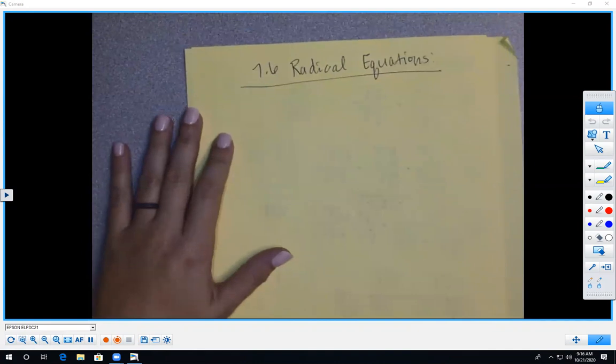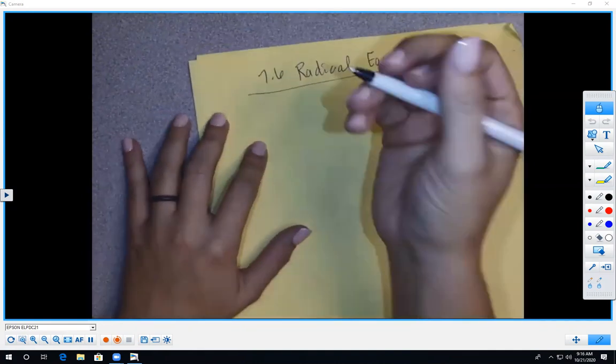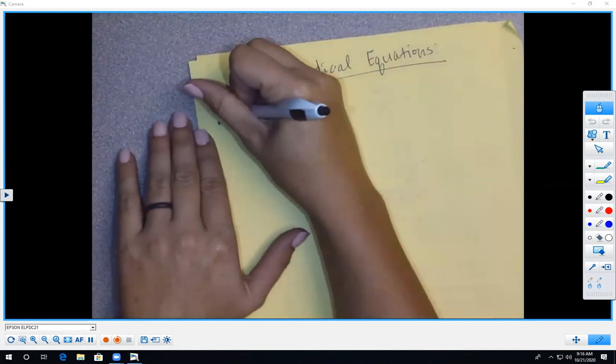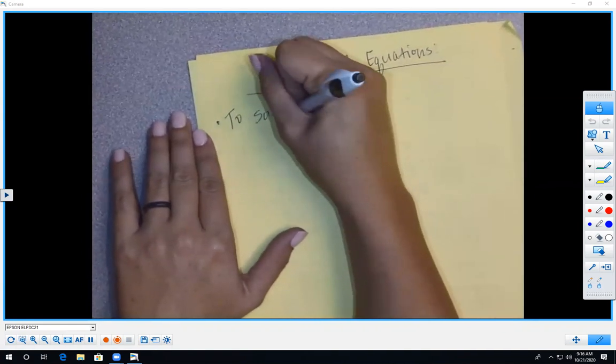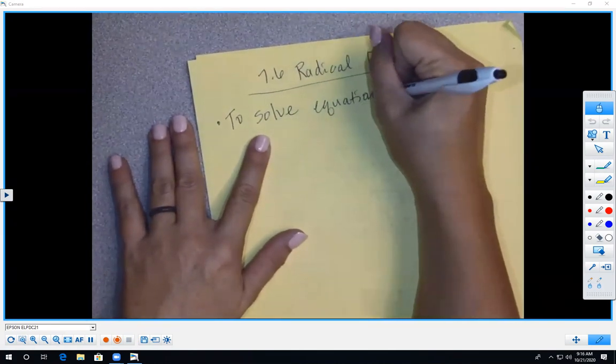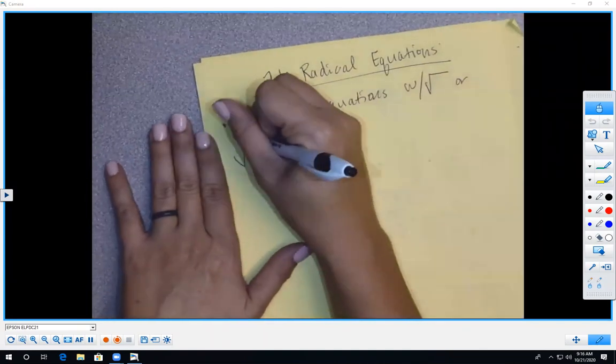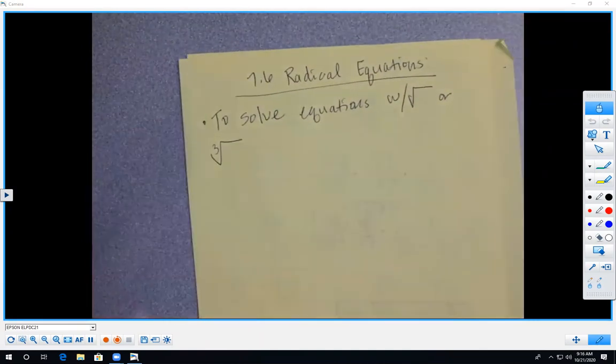Okay, so radical equations, it's just an equation that has a square root in it or a cube root in it. So the way we solve equations with a square root or a cube root, we're going to solve just like normal. The idea here is that we just need to undo a square root or undo a cube root.